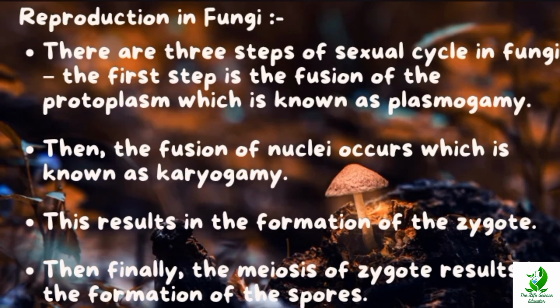There are three steps involved in the sexual cycle of fungi. The first step is the fusion of protoplasm, which is known as plasmogamy, and then the fusion of nuclei occurs, which is known as karyogamy, which results in the formation of a zygote. Then finally the meiosis of the zygote results in the formation of spores.